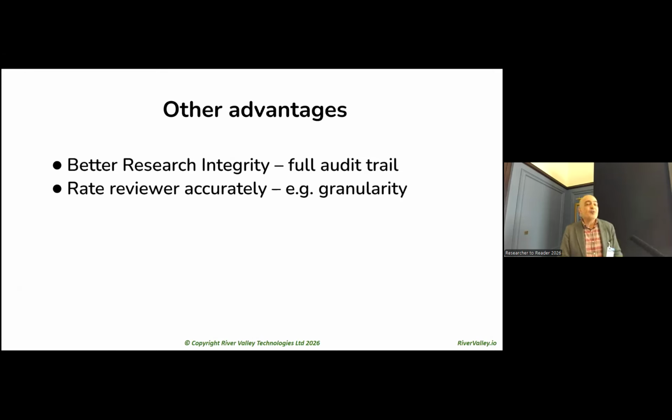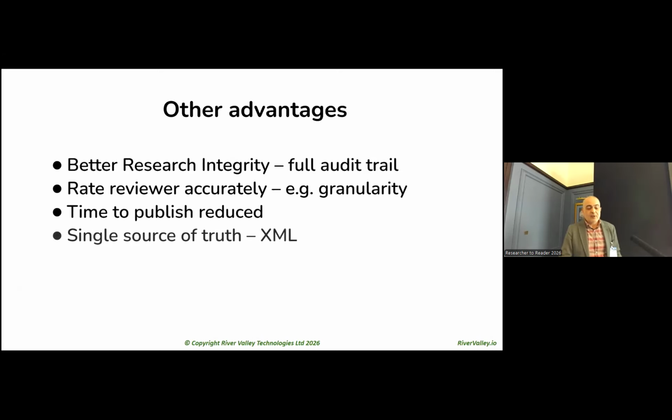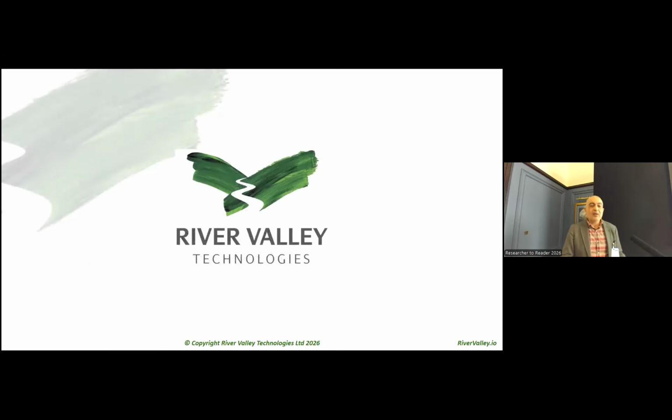You can rate reviewers better. For example, the system knows if one reviewer is only putting one paragraph in, while another one is commenting in a more granular way. Time to publish is reduced. You have one single source of truth, which is the XML, always, with all the history embedded.